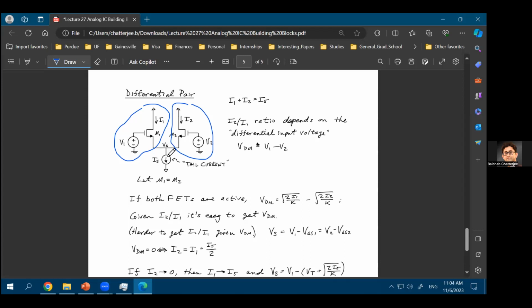We'll come into more details of this tail current source. But right now, you can imagine this as a combination of 2 common source amplifiers. And why is it called a differential pair? Because as you are connecting the 2 common source transistors in this way, it actually amplifies the voltage difference of V1 and V2. So it amplifies V1 minus V2.